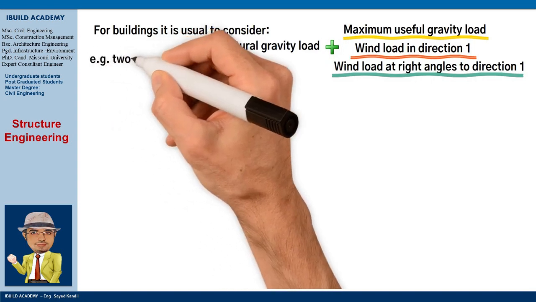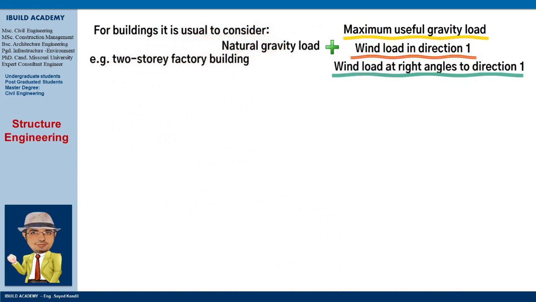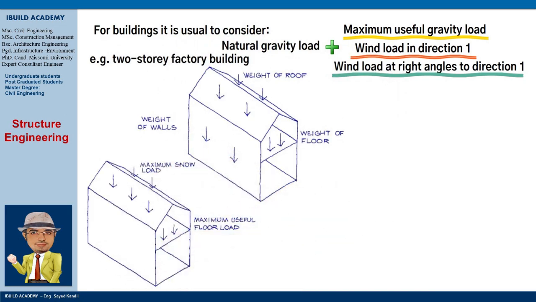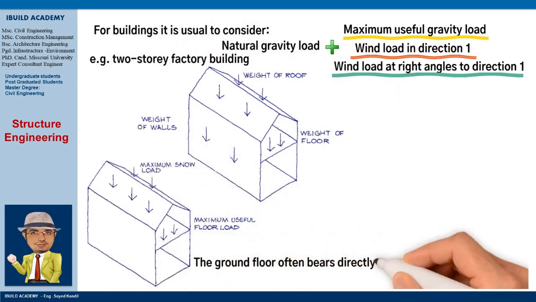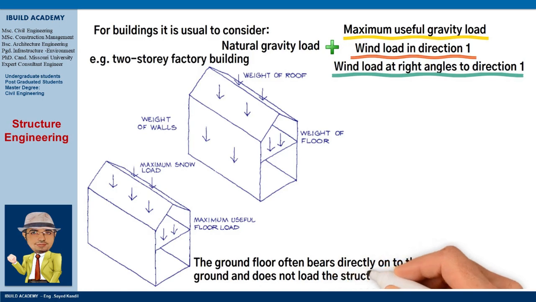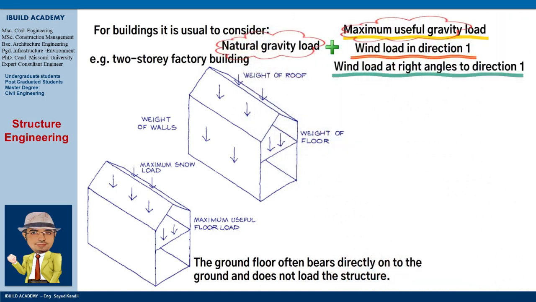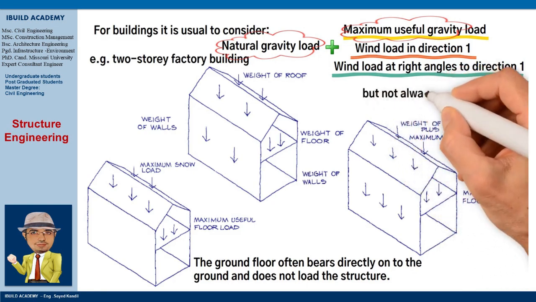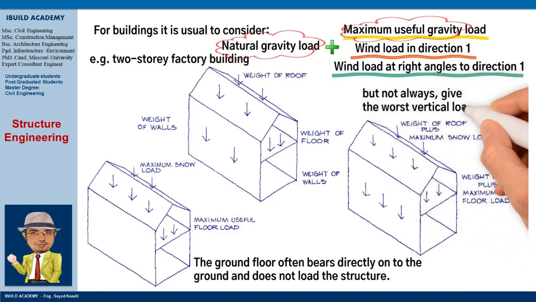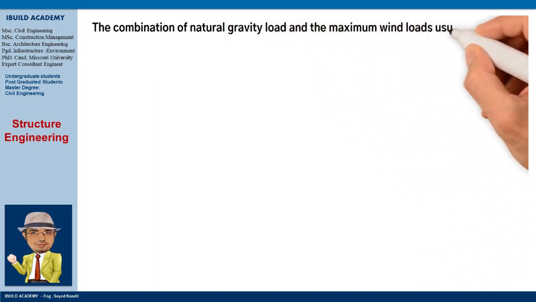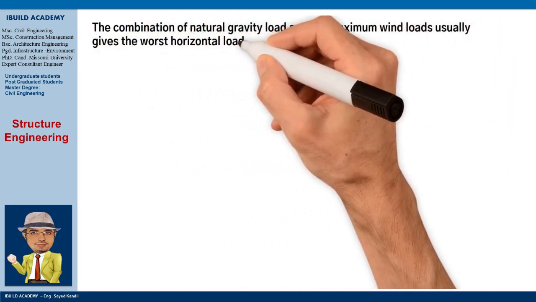For example, for a 2-story factory building, the following loads would be considered for the structural design. The ground floor often bears directly onto the ground and does not load the structure. The natural gravity plus maximum useful gravity loads usually, but not always, give the worst vertical load. The combination of natural gravity load and the maximum wind loads usually gives the worst horizontal load.